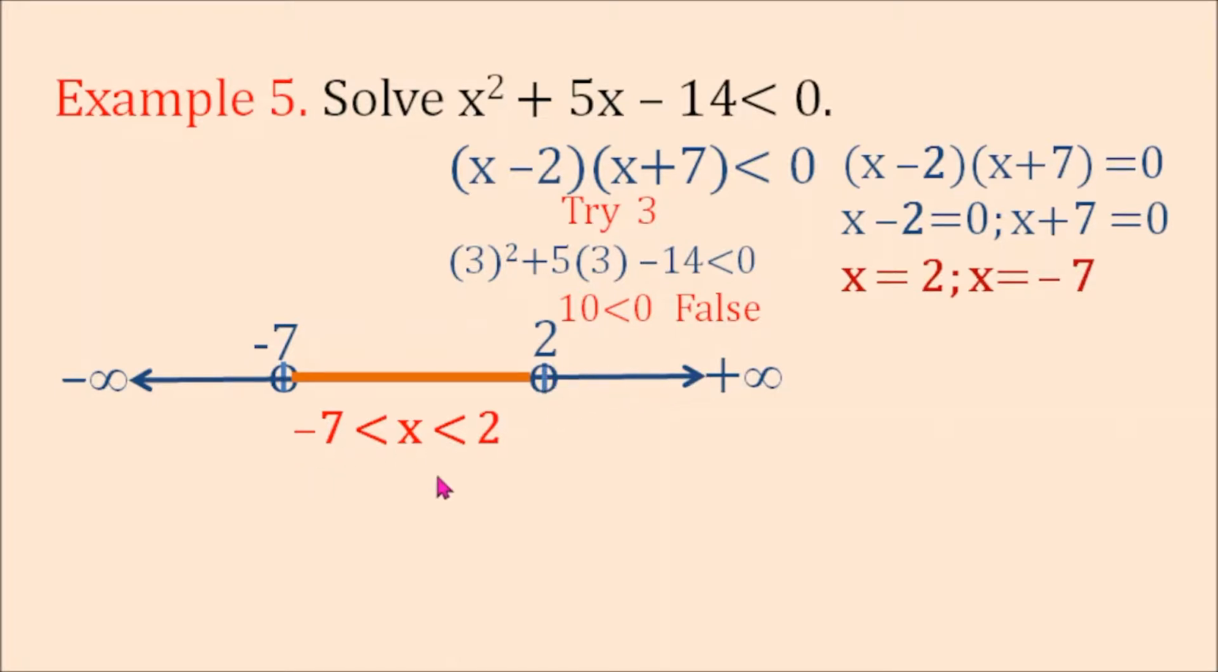So this means our solution is from negative 7 to 2. Another way of notating our answer is open parentheses negative 7 comma 2 close parentheses. This means from greater than negative 7 to less than 2.